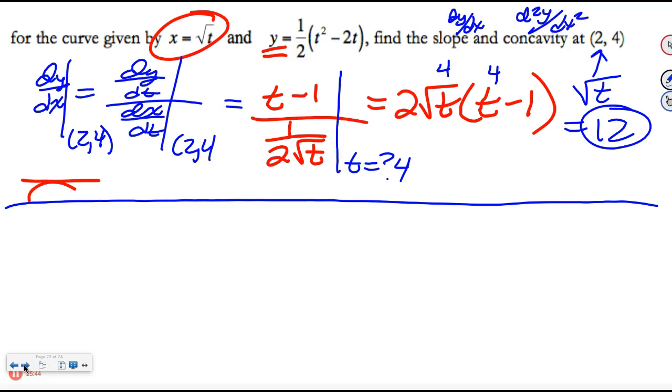One more example and we shall quit. Tomorrow is no notes. I'll tell you what we're doing tomorrow once we're done with this.